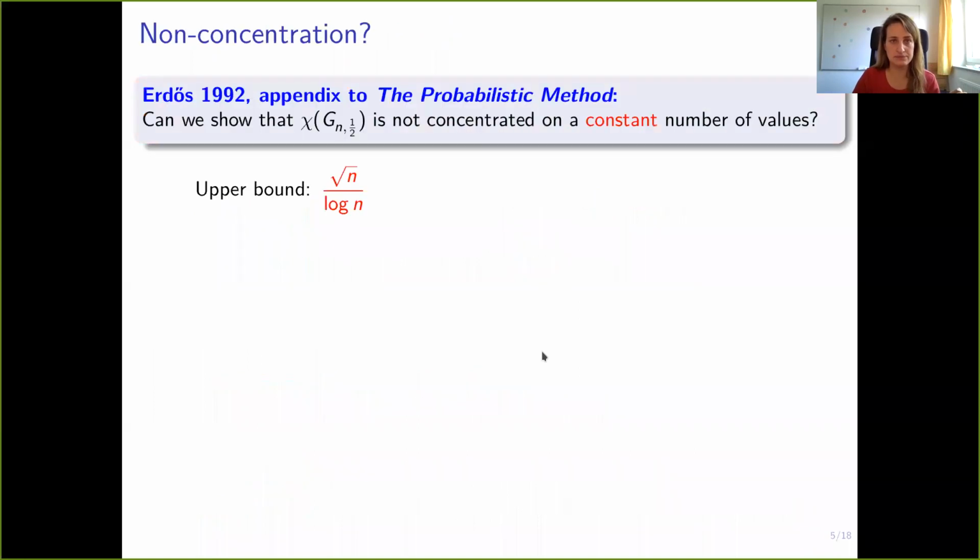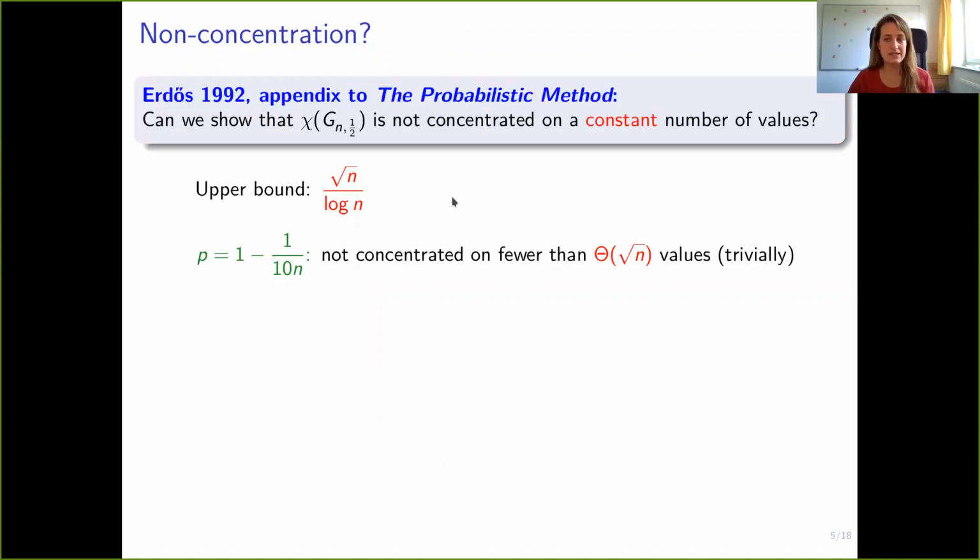Erdős raised this question, I've been told in the late 80s, but the first reference I could find was from '92. He asked specifically about the dense random graph G(n,1/2) and whether we can show that its chromatic number is not concentrated on a constant number of values. If you recall the upper bound that we have, the best upper bound is root n over log n. So that's quite far away from that. But even that, we couldn't show.